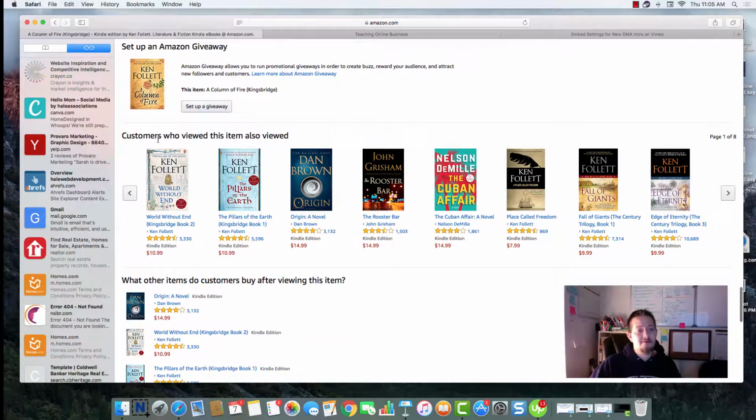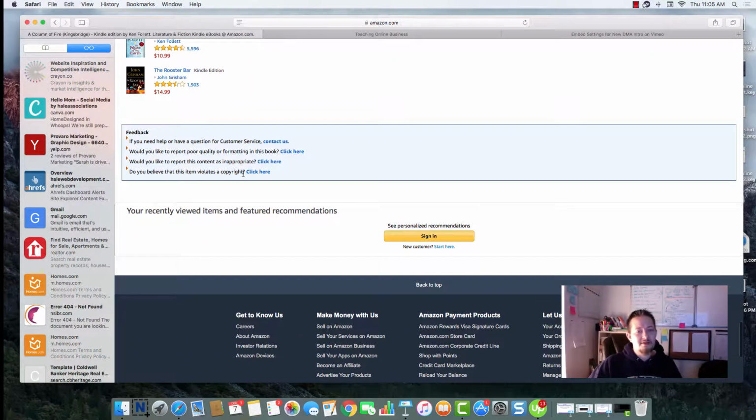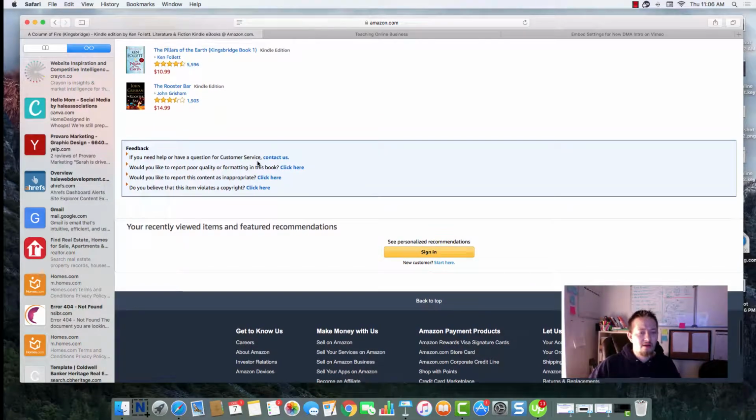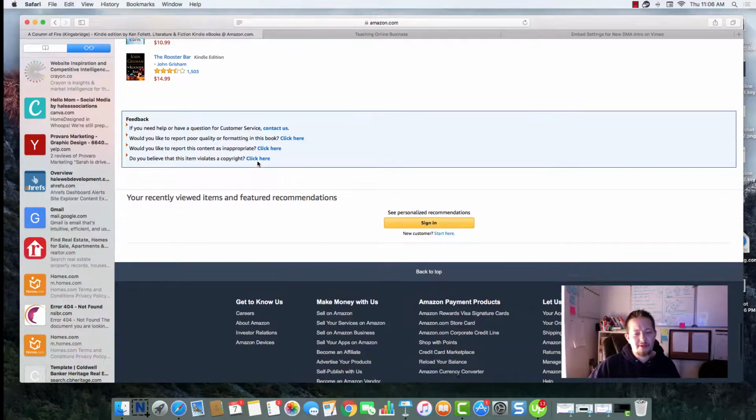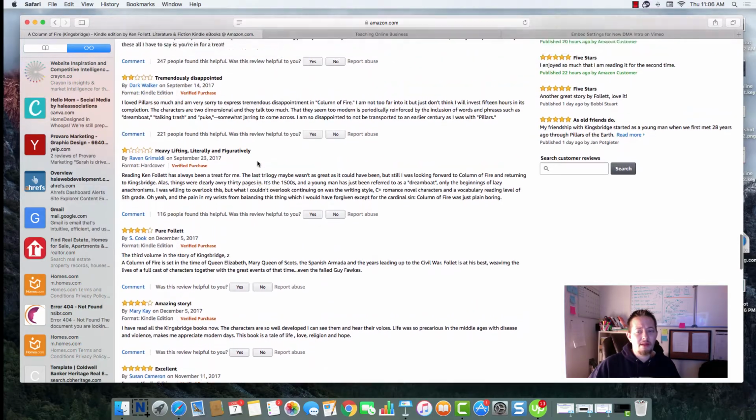Then when you come down here, we have "customers who viewed this item also viewed these books." This right here is a repeating section from the top. "What other items do customers buy after viewing this?" This again is another repeating section. And then down here is just a little bit of feedback where you can do customer service if you have poor quality or format. All these are really linked around customer support, copyright, if the content's inappropriate, different things like that.